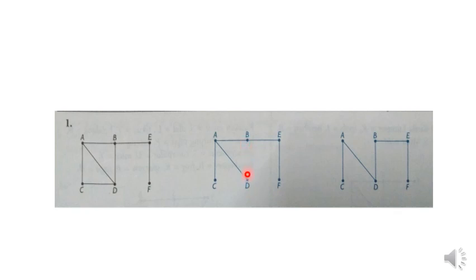B and D is not joined, C and D is not joined. So you only have one way to join each vertex. A to C, one way. A to D, one way. A to B, also one way. B to E, one way. B to F, also one way.